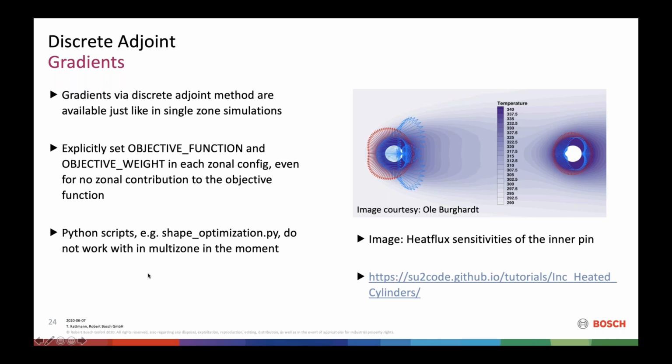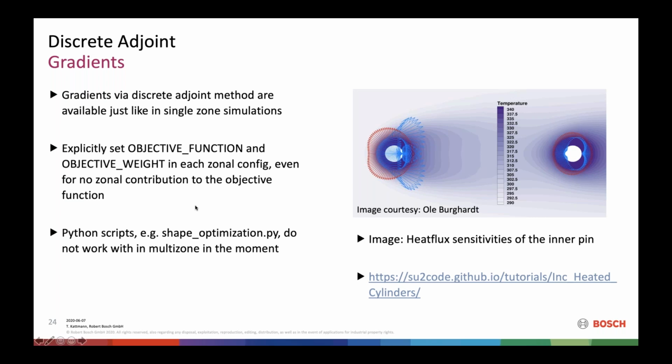A few words towards the discrete adjoint capabilities concerning multi-zone. Gradients via the discrete adjoint methods are available just like in single zone simulations. You have to take care though about the formulation of the objective function. You have to set it in every zonal config explicitly, because if you do not set anything, you will get drag with objective weight 1 evaluated on the marker monitoring. That also happened to me. So make sure that you, for example, set the objective weight to 0 in a zone where you don't want to have a contribution from.